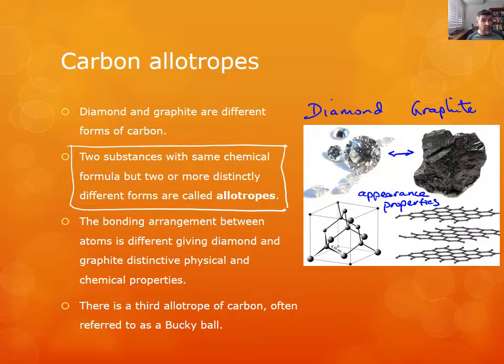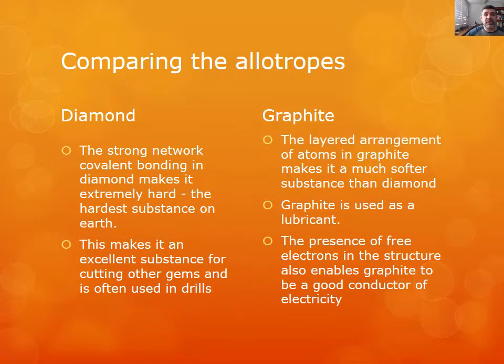They consist of only carbon atoms, but the ways in which the carbon atoms are bonded to one another is quite different for diamond and also for graphite. It's this difference in bonding arrangement that gives each of these 2 their slightly different properties. There is a third allotrope of carbon, often referred to as Bucky balls, which I mentioned before. We'll look at these in class, but we won't look at them in too much detail on this particular video. All I want to do at the moment is begin the process of comparing the different allotropes, and I'll develop these a little bit more in the next video.